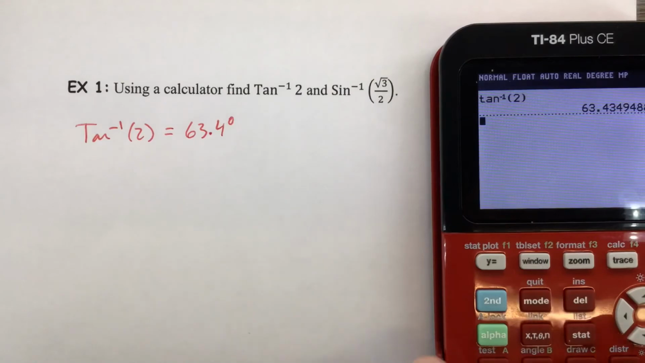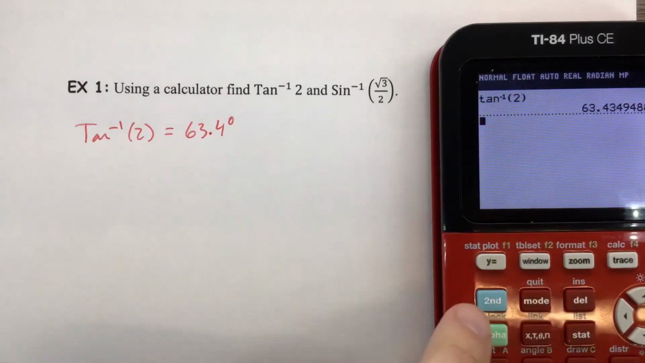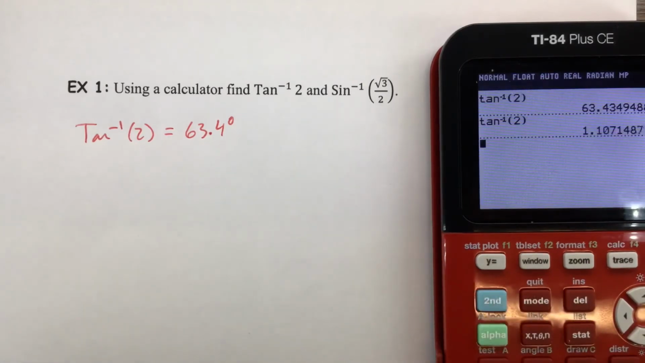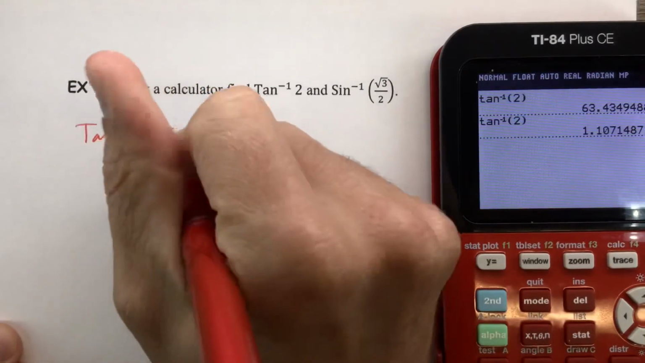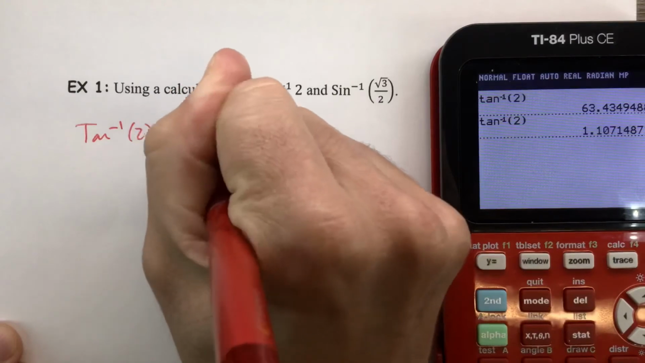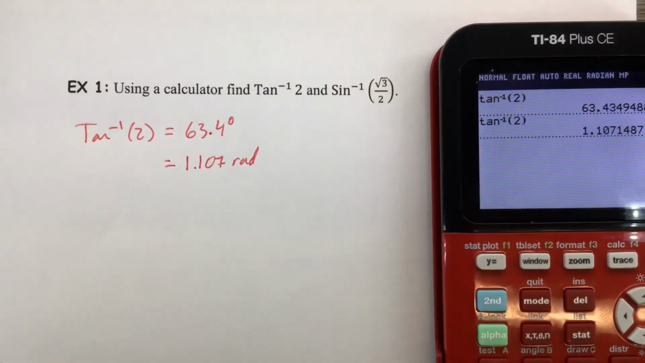Now, you can switch your mode because we are going to be going back and forth between degrees and radians, so let's go ahead and practice that. We can switch this over to radians, do the same problem, and you get that answer. So that would be in degrees. It is also equal to 1.107 radians. Both of those answers are just different types of units that we have for angles.